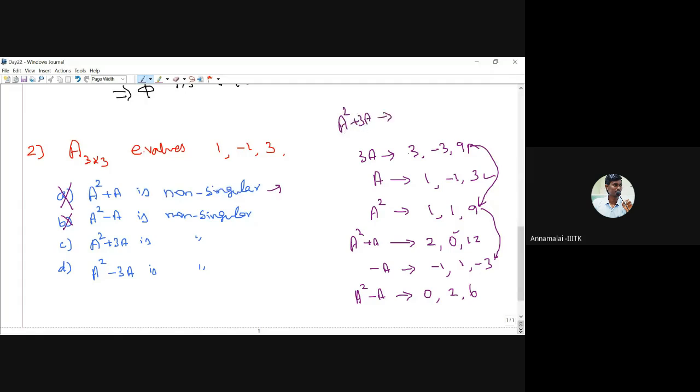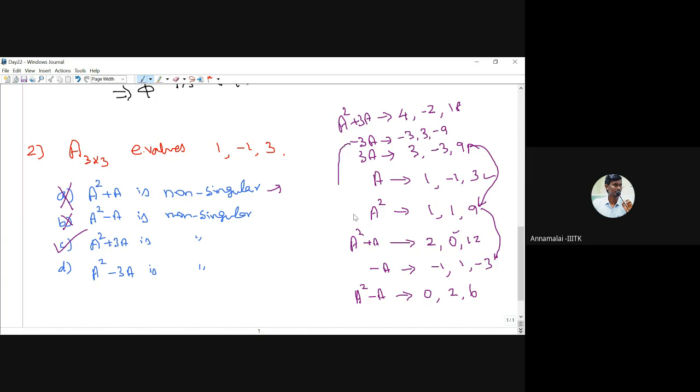A square plus 3a: 1 plus 4 is 4, minus 3 plus 1 is minus 2, and then 9 plus 9 is 18. Now all the eigenvalues are non-zero, therefore the determinant is non-zero, therefore a square plus 3a is invertible, therefore it's not singular. But if we take minus 3a, what are the eigenvalues of minus 3a? You have to multiply by minus, therefore minus 3, plus 3, minus 9.